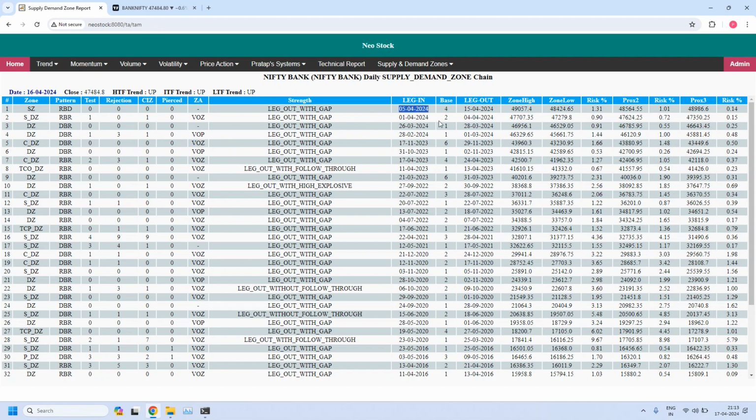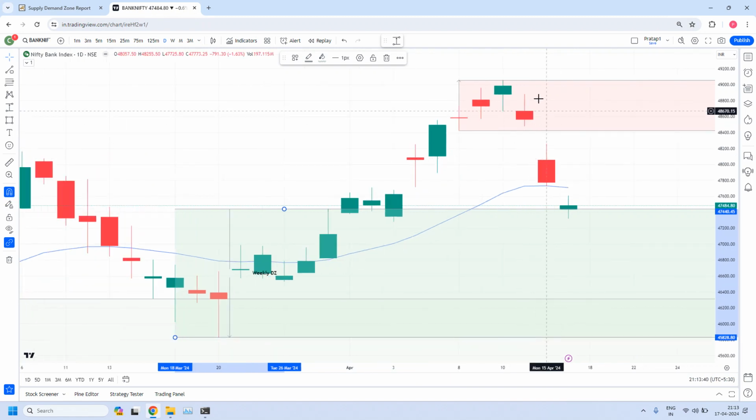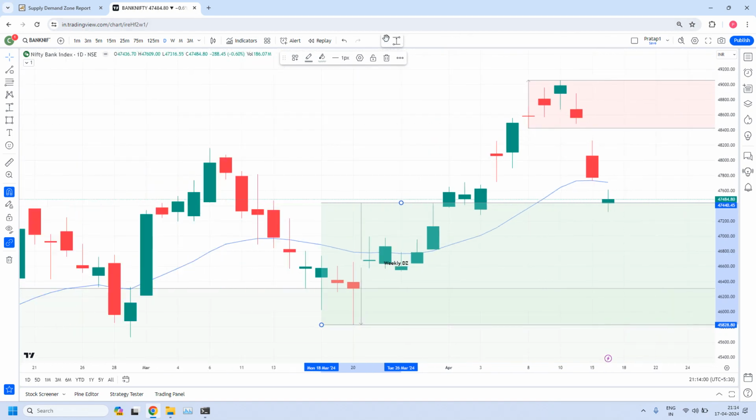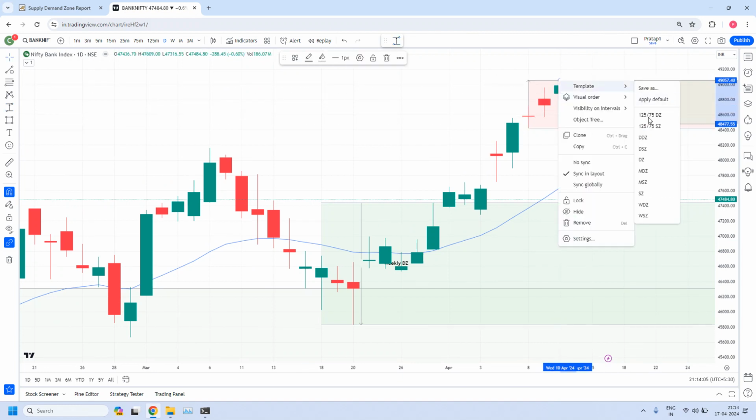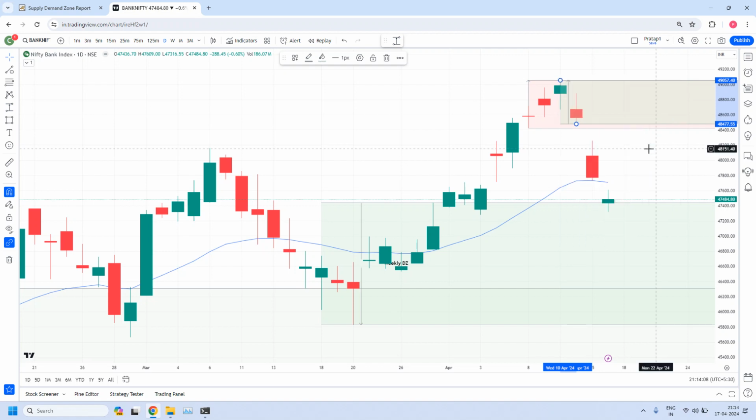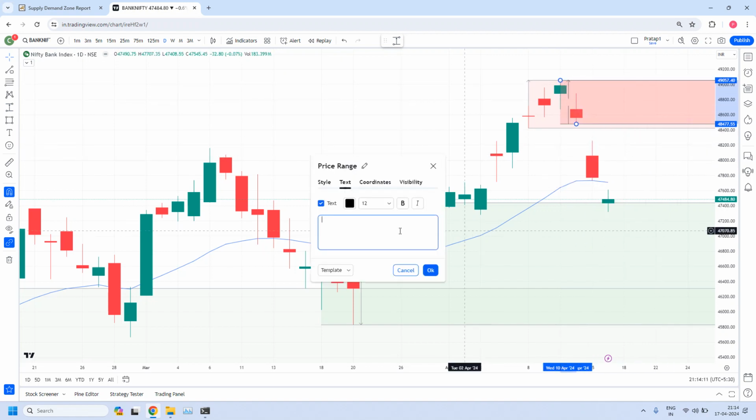So on 5-4, 4 base candles, and on 15-4 we have a leg out. This is the one. We have a rally, 1, 2, 3, 4. That means almost this entire weekly zone area that we marked so far, within that this daily zone is occupied. So daily supply zone, let me add the text.